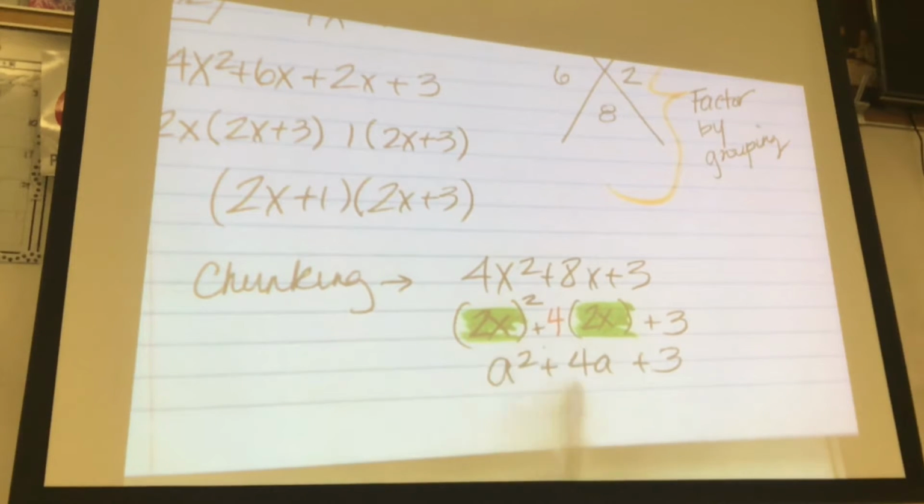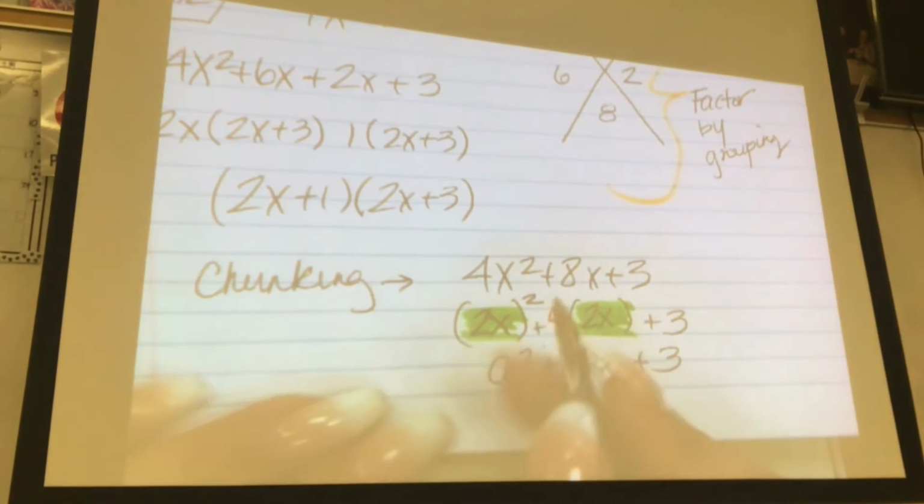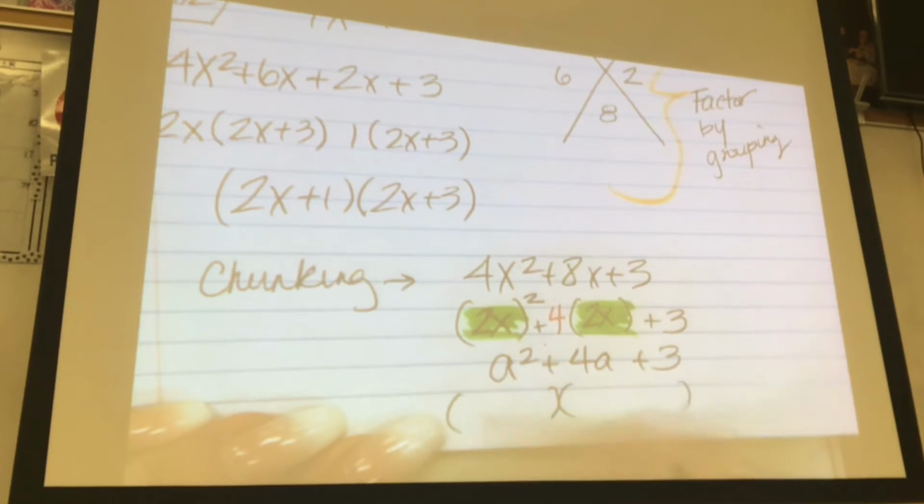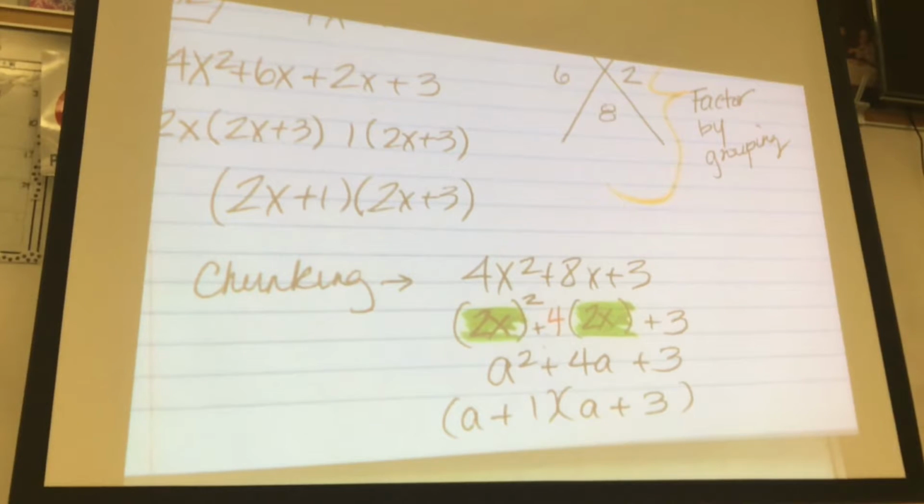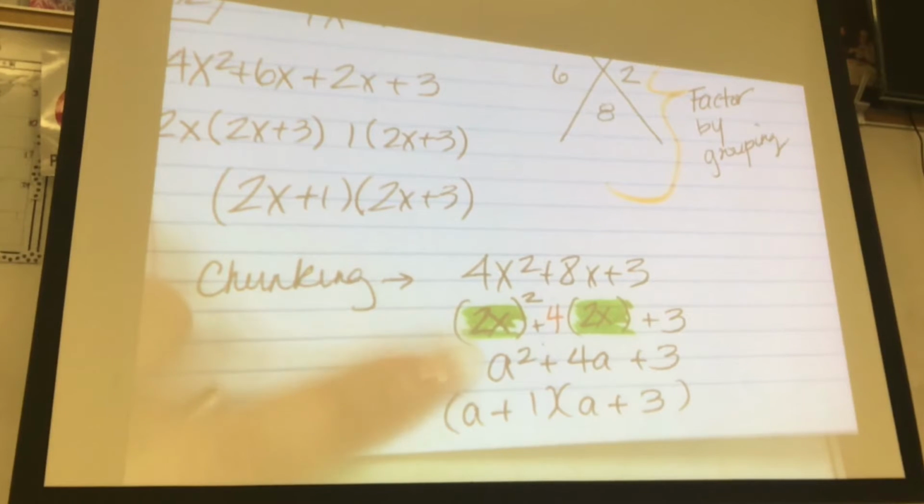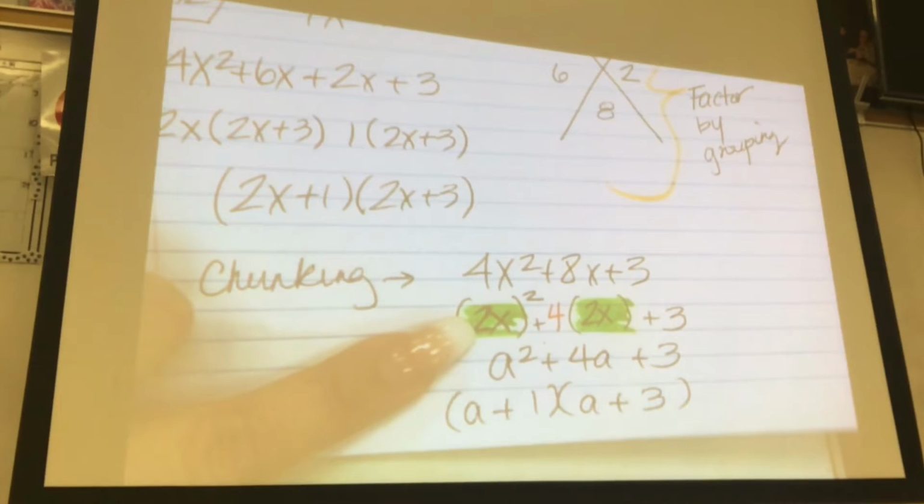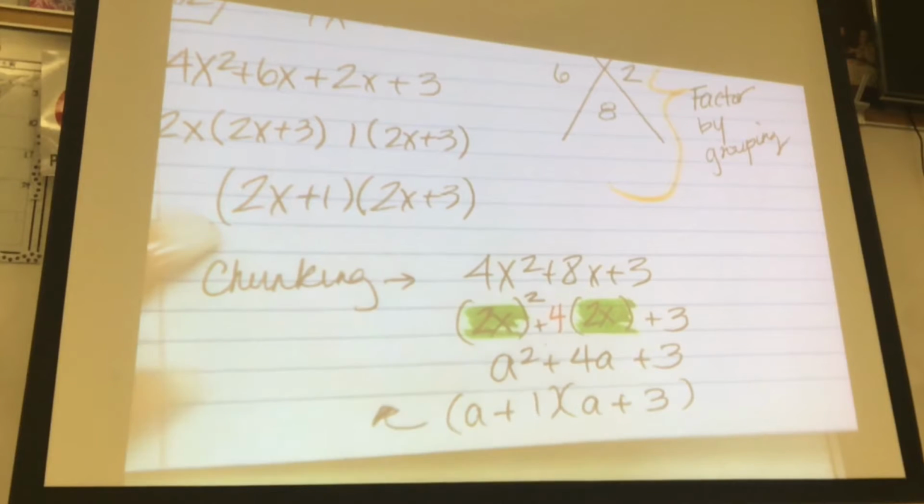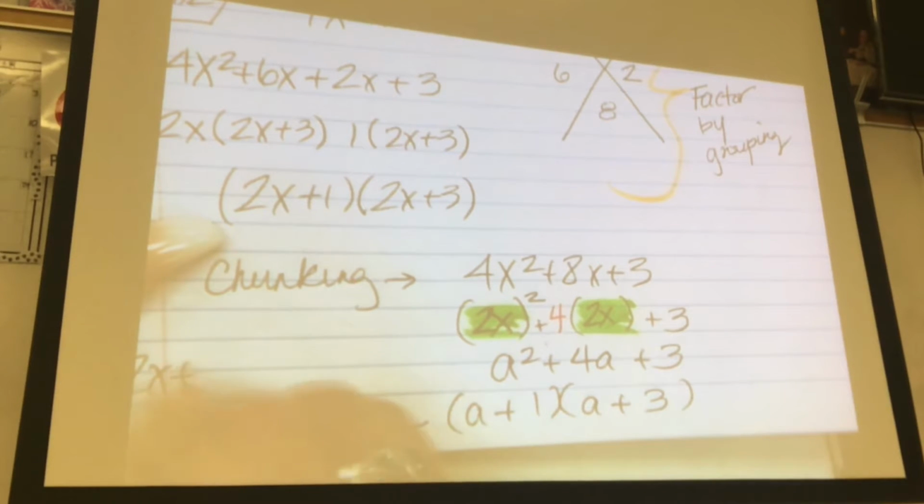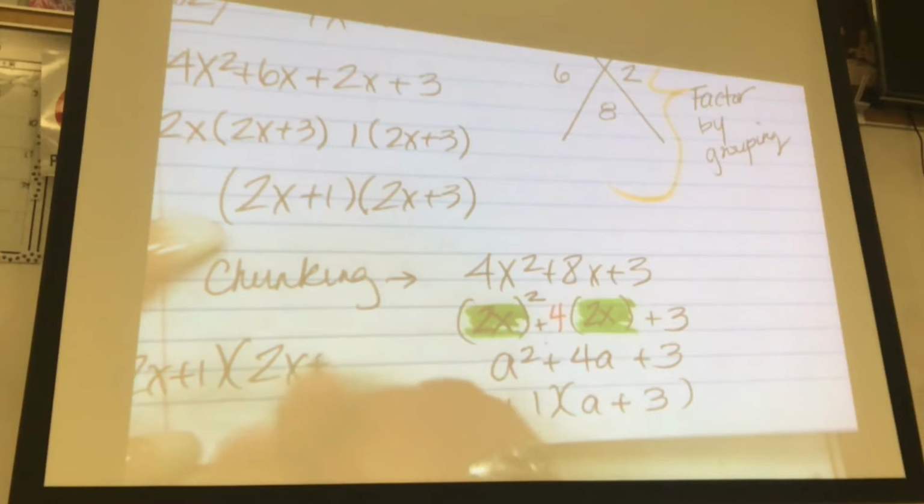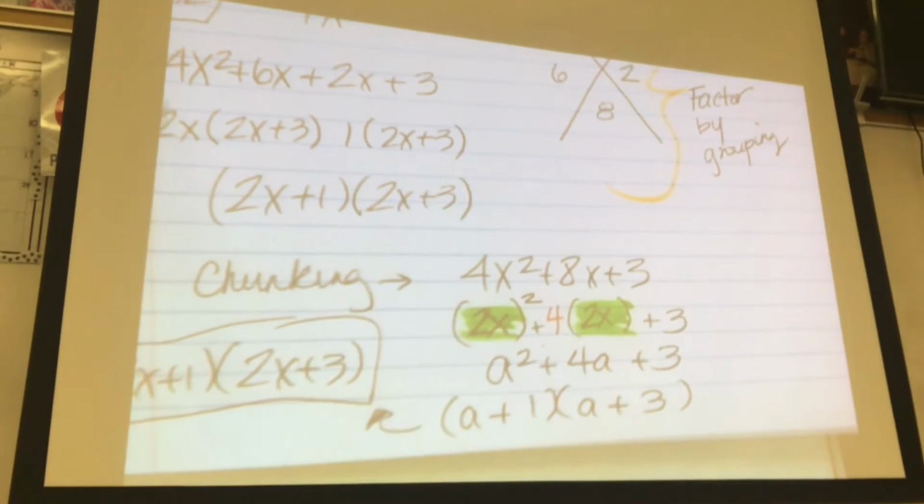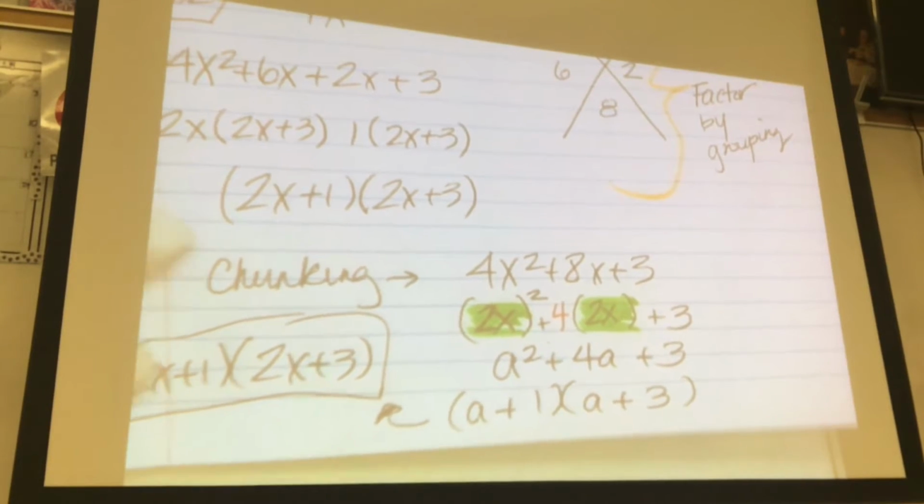So instead of the green parts, you just put a, and then you just factor that. Isn't that super easy to factor? What multiplies to 3 and adds to 4? Yeah, 3 and 1. So a plus 1 and a plus 3. But what is a? You just substituted a. Instead of a, what did you change the a to be? 2x. So your final answer is 2x plus 1 and 2x plus 3. Look at that. Isn't that what we got up here? You guys see how we get the same thing?